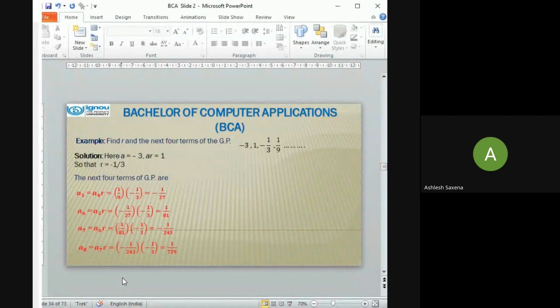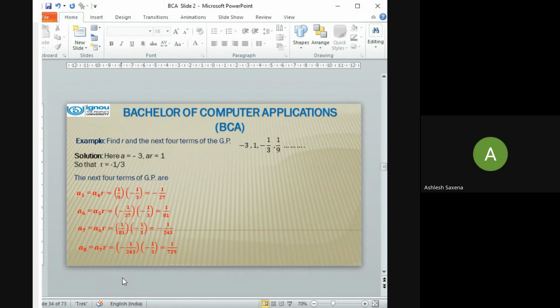Now here it comes. Find r and the next four terms of the GP: minus 3, 1, minus 1 by 3, 1 by 9, and so on. What is A? This is a case of GP, so A is minus 3. And what is R? R is minus 1 by 3.